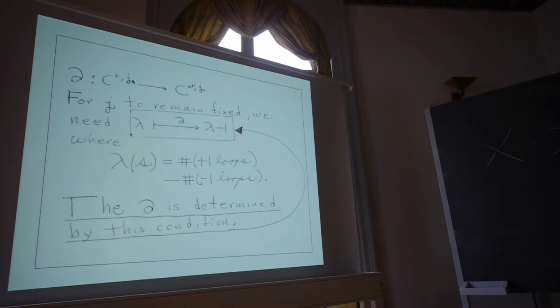Now, where does this mapping on the boundary come from? So let's just play with numbers for a moment. In order for the j to remain fixed, I need the lambda, which is the number of positive loops minus the number of negative loops, to go down by 1. The reason it has to go down by 1 is that the j counts up 1 more if there's 1 more B smoothing. Remember, we have the smoothings, and if there's 1 more B smoothing, then you pick up 1 more q. And that's what happens when you are going from here to here.